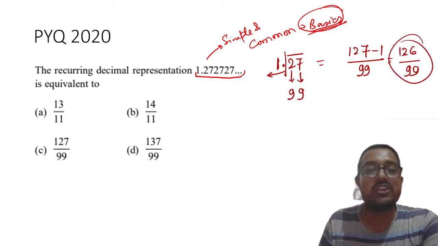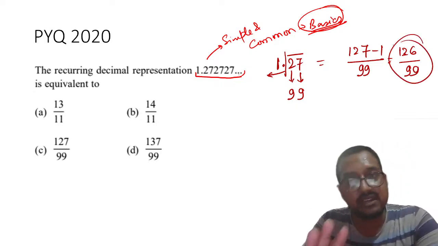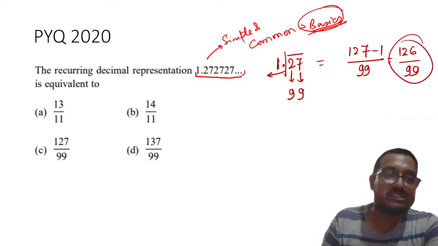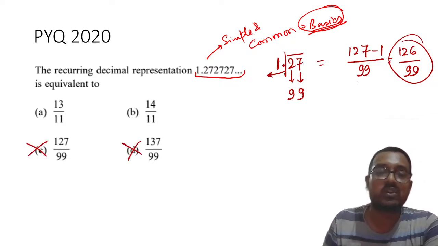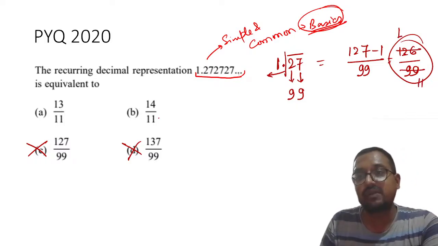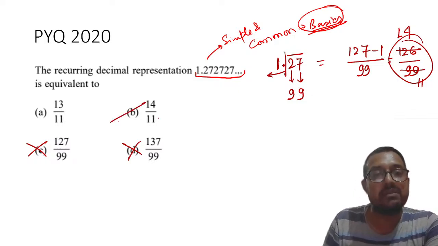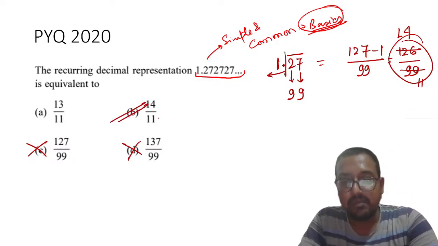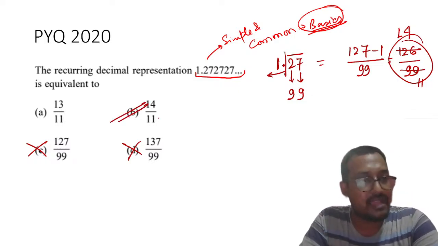Now it is your duty to find the simplified version. Understood? 126 upon 99. So what I should do, I should divide it by 9. So this will become 11. By 9 if I divide, this will become 14, and this will be 99 by 9 is 11. So 14 upon 11. B will be the correct answer. I hope this is clear, crystal clear to all of you.